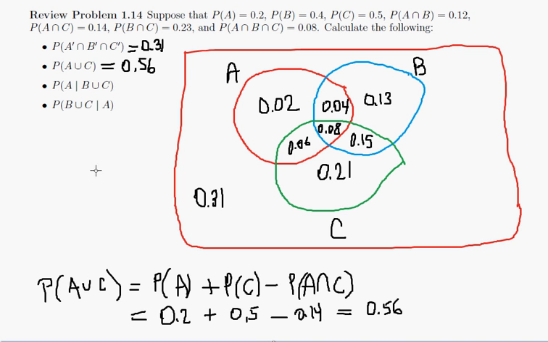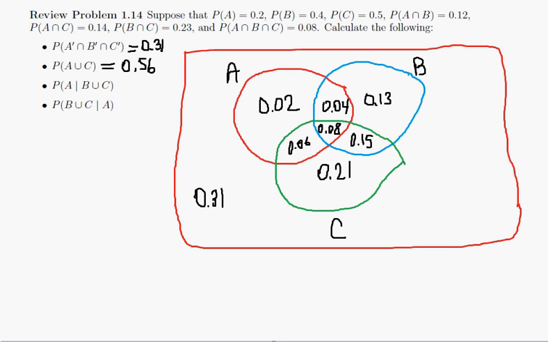Okay, the remaining two problems take a little bit more work. There's a probability of A given B union C.